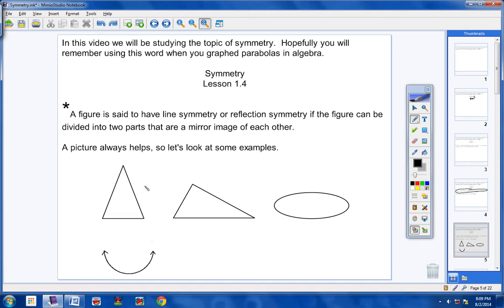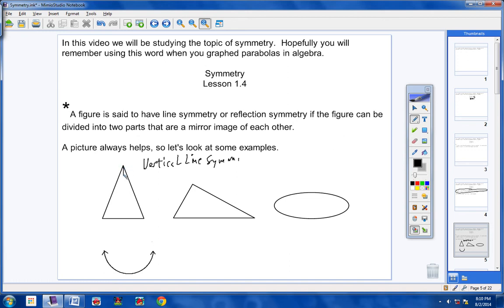Now it's very easy to see that this triangle does have line symmetry. In fact, we would say this triangle right here has vertical line symmetry. Vertical line symmetry. My handwriting is not the best, but you can write that down. Vertical line symmetry. And here's how I know that.